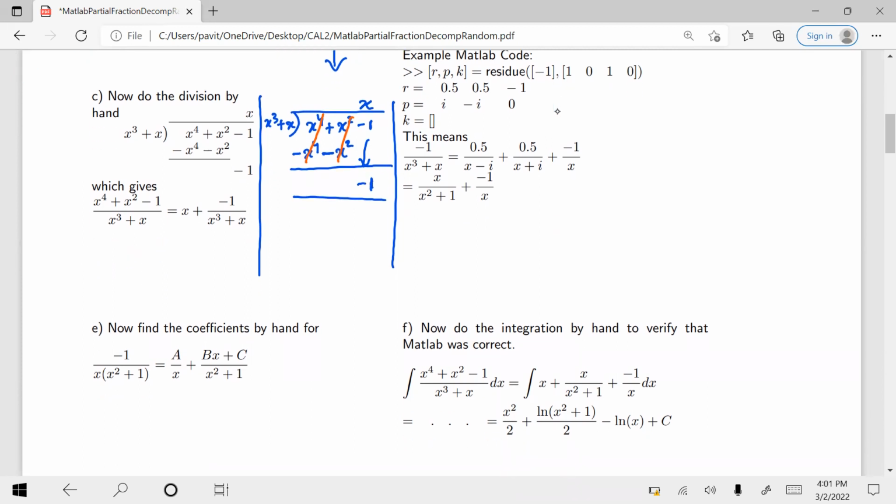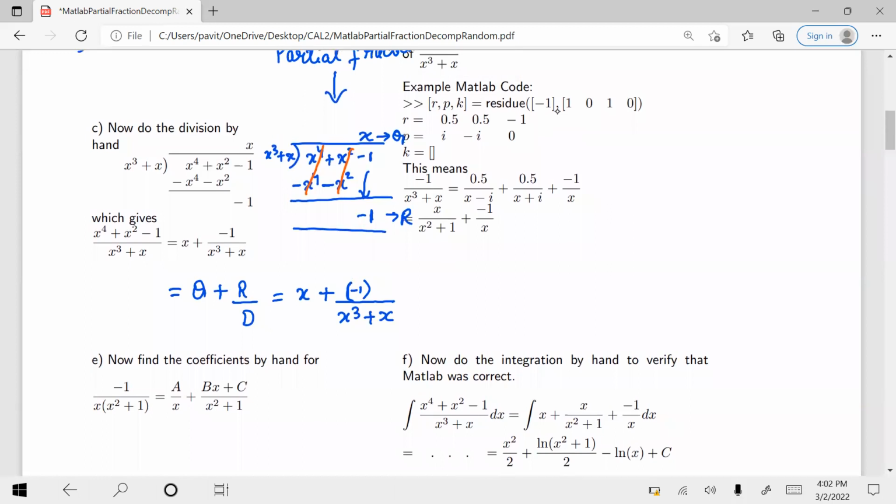Now, how can I write this in the form of fractions? Now we have the quotient plus the remainder divided by the denominator. This is the formula for long division. Now, what is the quotient we got? It is x, right? This is Q, this is R. So Q is x, and R is -1. I'll just put that in the bracket, divided by the denominator. The denominator is x cubed plus x.